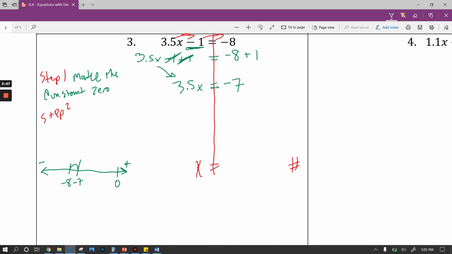We have completed step 1. We have made the constant, which was -1, equal 0. Since anything plus 0 is itself, that constant is gone. So we have done that now. So then our next step, step 2.